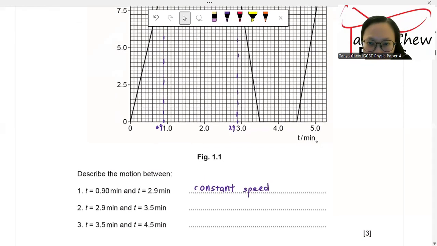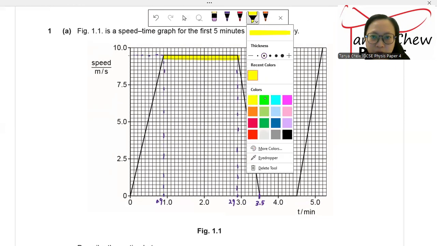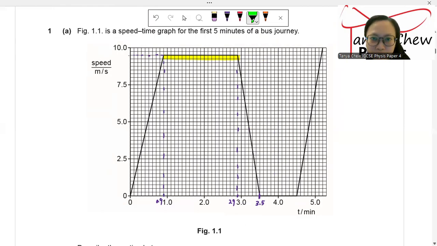Yes, exactly. Now, the second part, t equals 2.9 minutes and t equals 3.5 minutes. 3.1, 3.2, 3.3, 3.4, 3.5 is somewhere here. So this is 3.5 minutes. I'm going to use a different highlighter here. So this one is the slanting line that I highlighted with green color. So you can see that the speed decreases to 0.